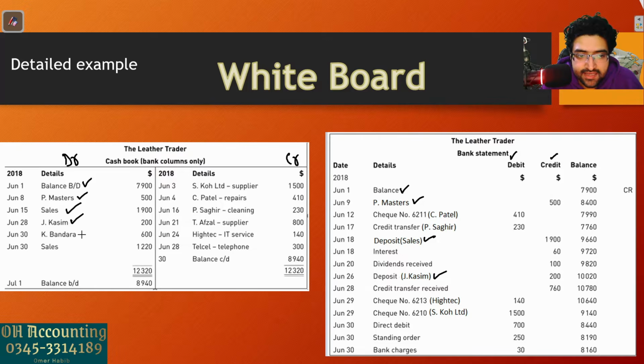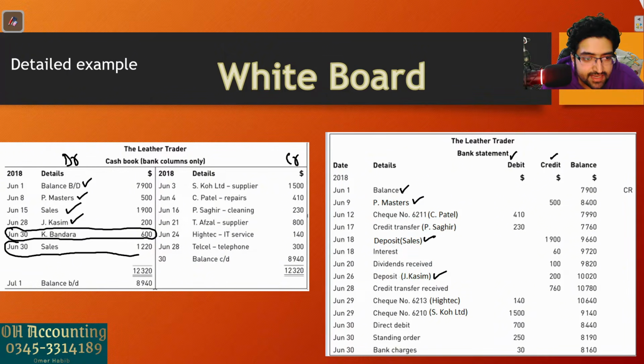And then K Bandara 600 debit, so it should be on the credit side as well. Is it there? 600 on debit, so 600 in the credit side. No, it's not there. As you can see, it's not there. So I will simply circle this and leave it for now. Okay. Then we have sales 1220. Is it there on the credit side? No, it's not. So I will also circle this. So these two things are present on the debit side of the cash book, but missing from the credit side of the bank statement, as you can see.